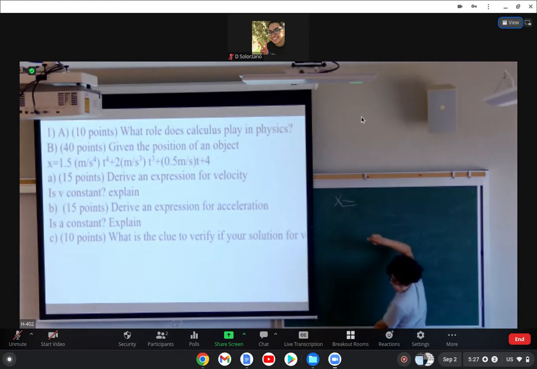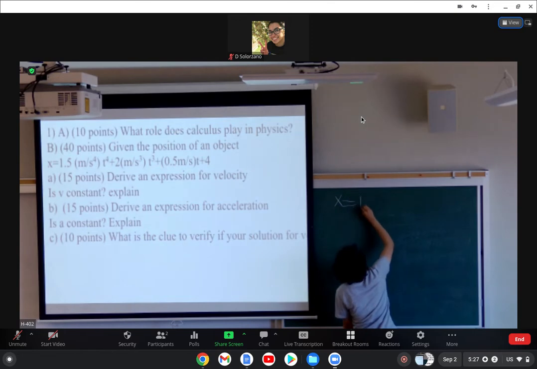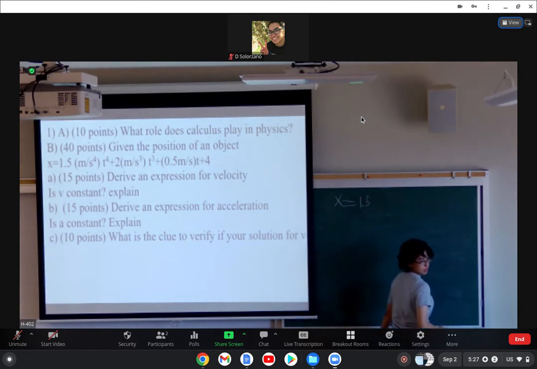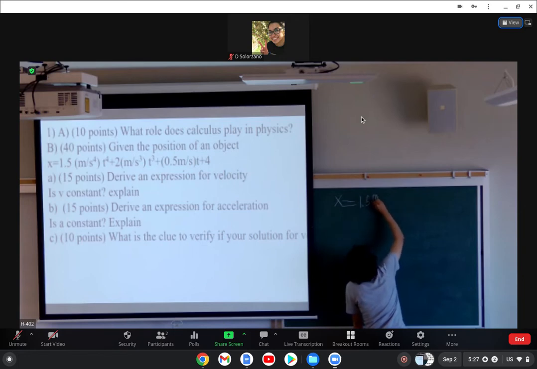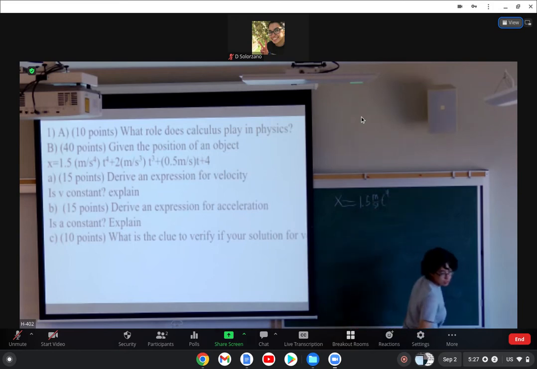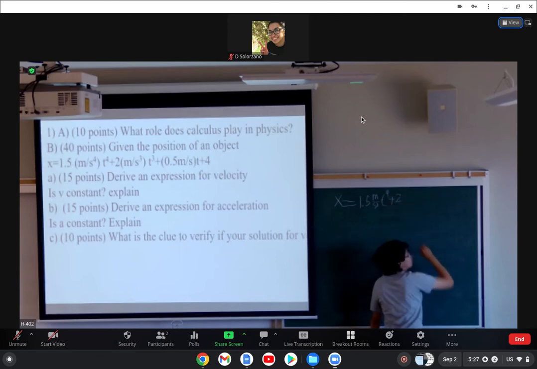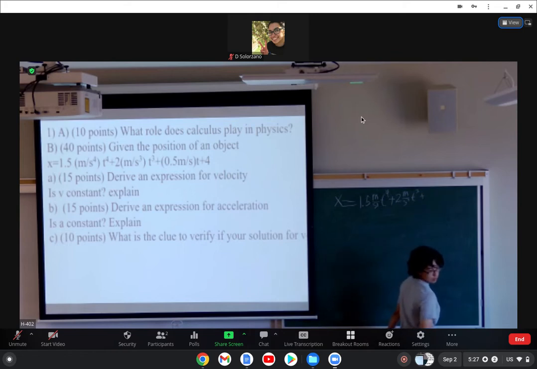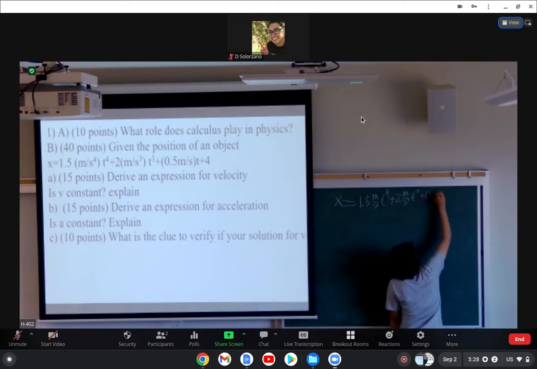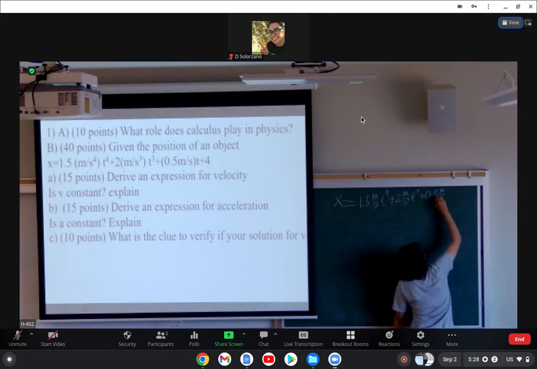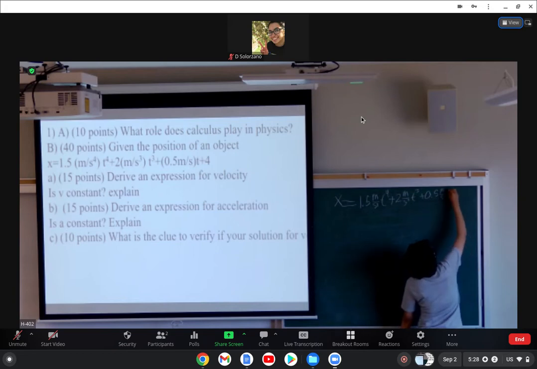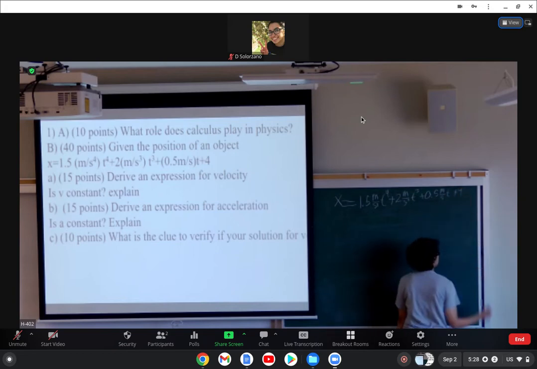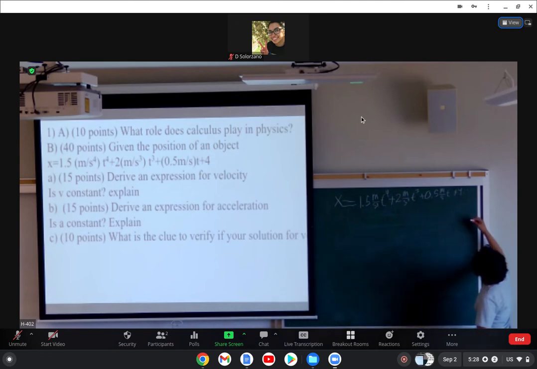x is equal to 1.5 meters over seconds to the fourth, t to the fourth, it's got to be fourth because you want those to cancel out, plus 2 meters over seconds cubed, t to the third, plus 0.5 meters over seconds, t, plus 4 meters.